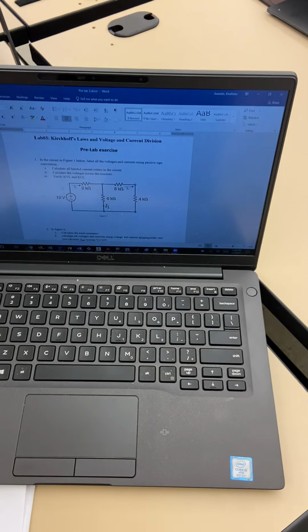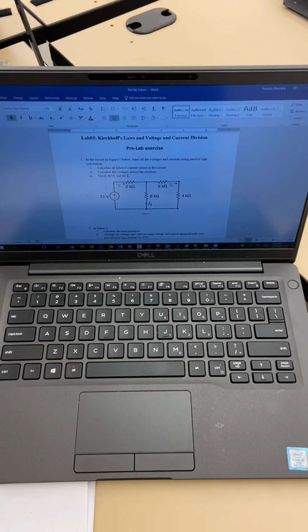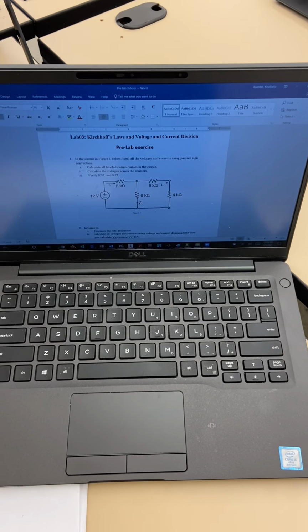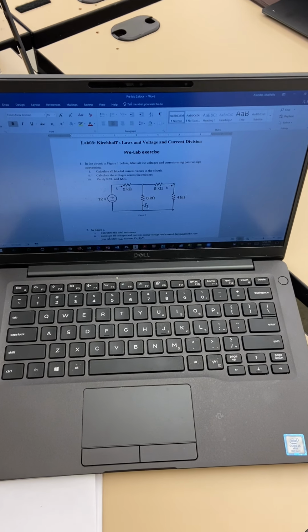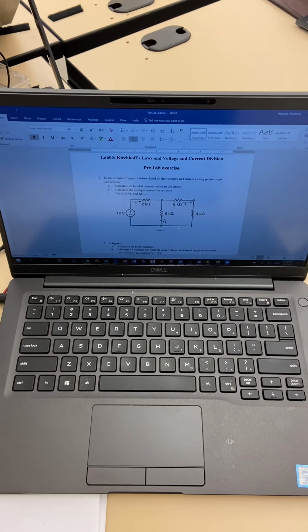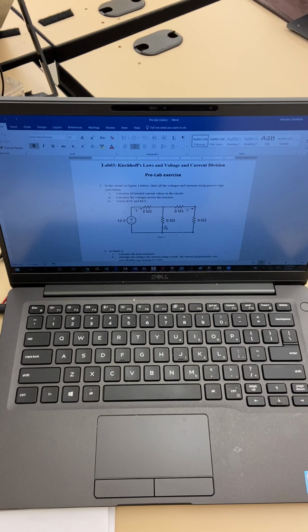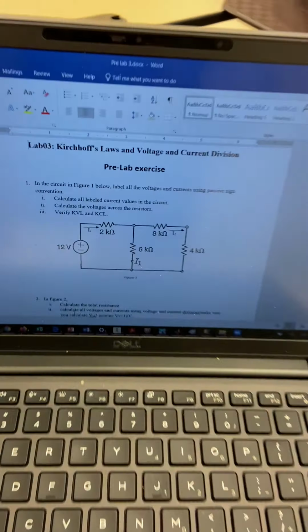Hello guys, I just decided to record a short video on how to measure the equivalent resistors. Since here in the lab, I will use the measurement instead of using the current and voltage. So let's start with the first circuit that we have.